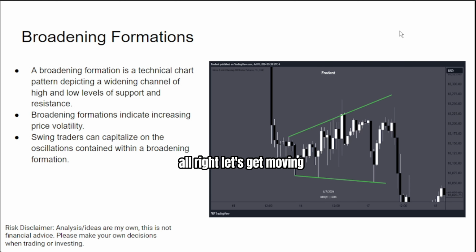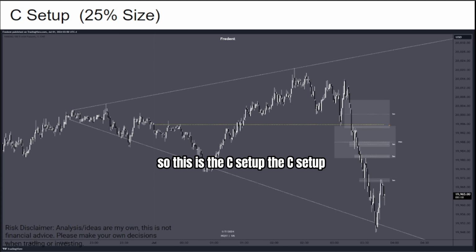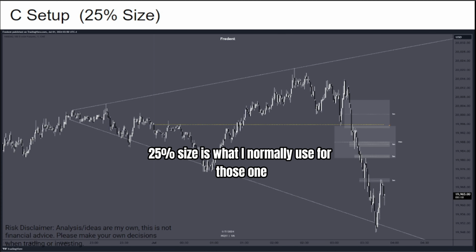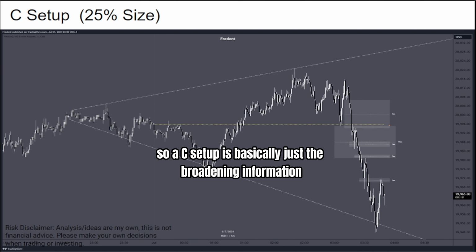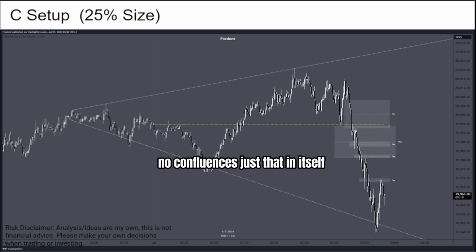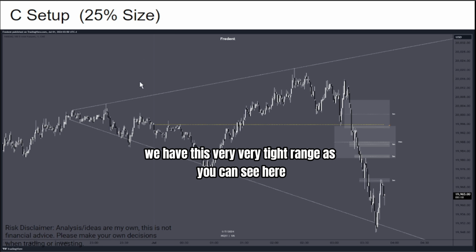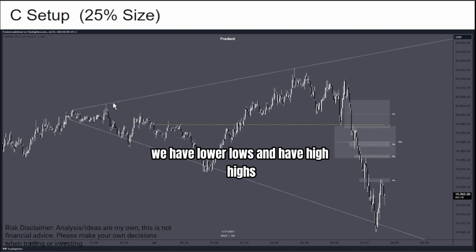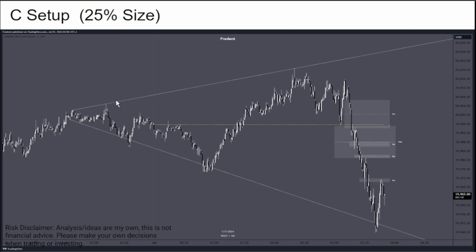Alright, let's get moving. So this is the C setup. The C setup, 25% size is what I normally use for this one if I want to trade it. So a C setup is basically just the broadening formation, no confluences, just that in itself. In this case, we have this very, very tight range, as you can see here. We have lower lows and we have higher highs. I hope you can see my cursor.